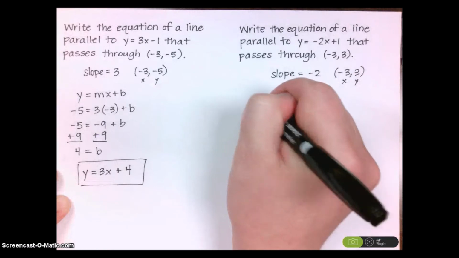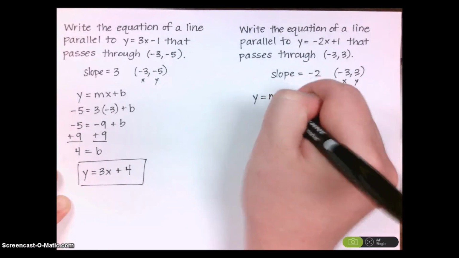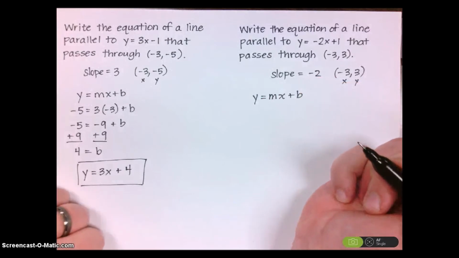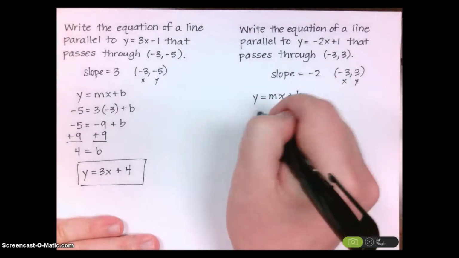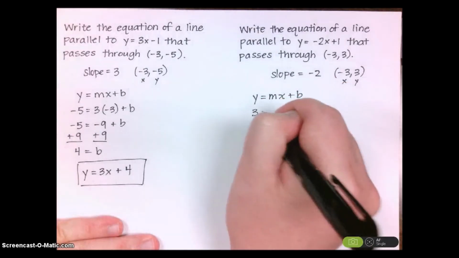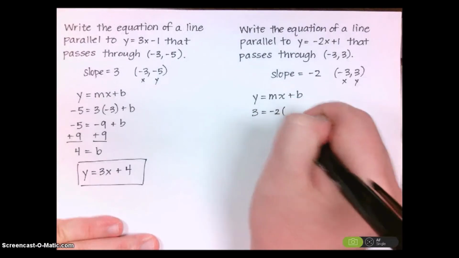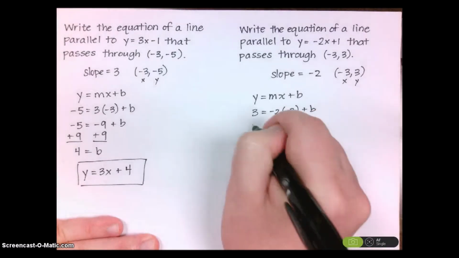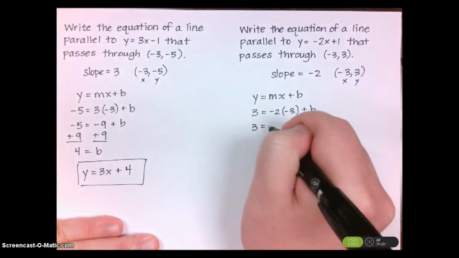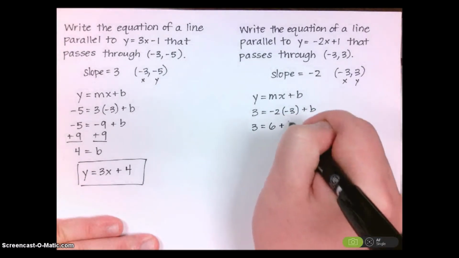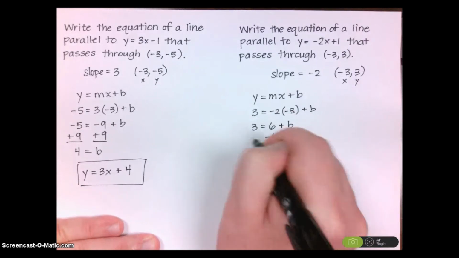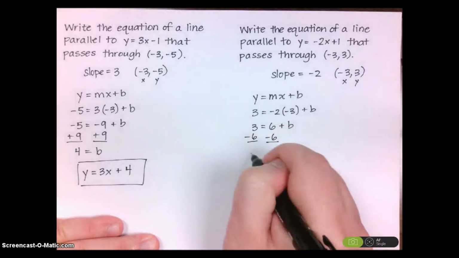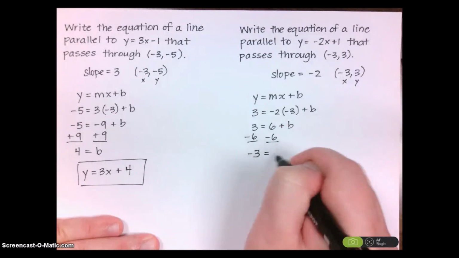So let's use our slope-intercept form, y equals mx plus b, and let's just plug it in. So let's see here, my y this time is 3, my slope is -2 times -3 plus b. -2 times -3 is 6. I need to get rid of that 6, so I'm going to subtract it on both sides. And my b this time is going to be -3.